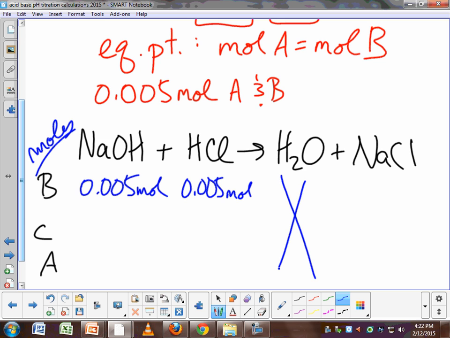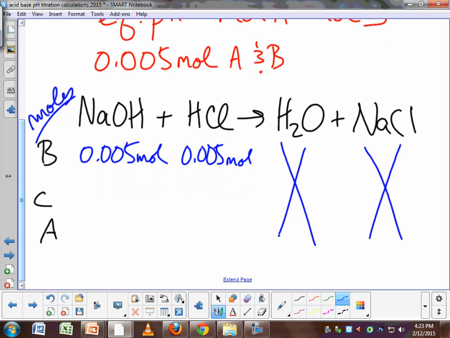We don't care about the water because it's neutral. We don't care about the sodium chloride because it's a neutral salt. We're only looking at things that could affect pH. Sodium hydroxide could affect pH, hydrochloric acid could affect pH. But then if you look at the reactants, the 0.005 moles of NaOH, the 0.005 moles of HCl, you want to take the smaller number and make it go to 0. They're both the same. The change is going to be the same.